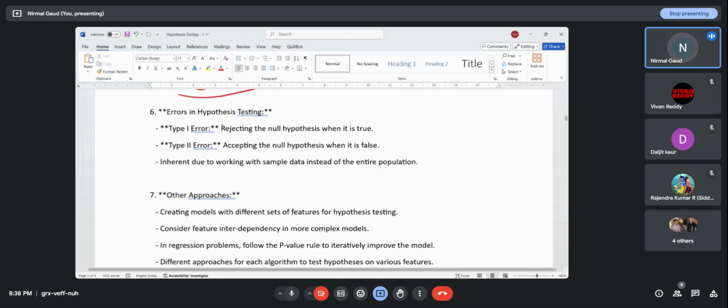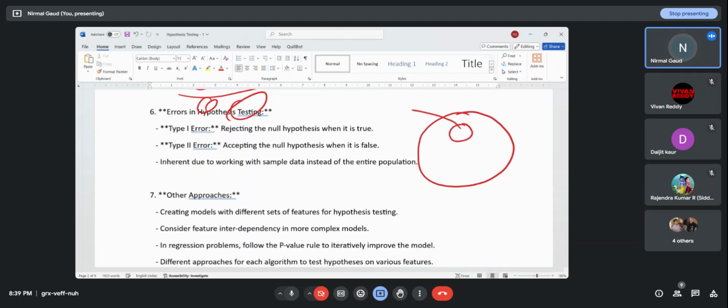During hypothesis testing we may also face errors. There could be an error, we can make a mistake, that is a possibility. So what we understood so far is you have a population of data, and you collect a sample.